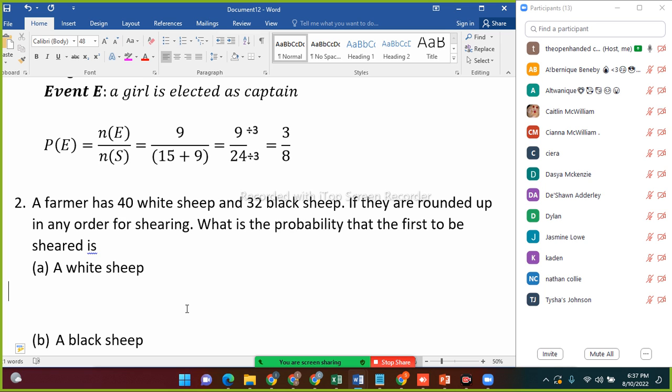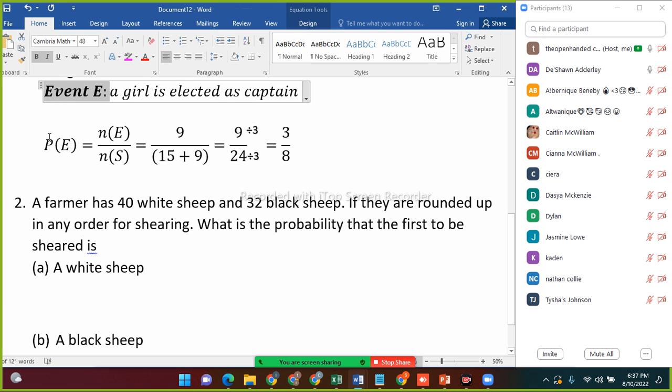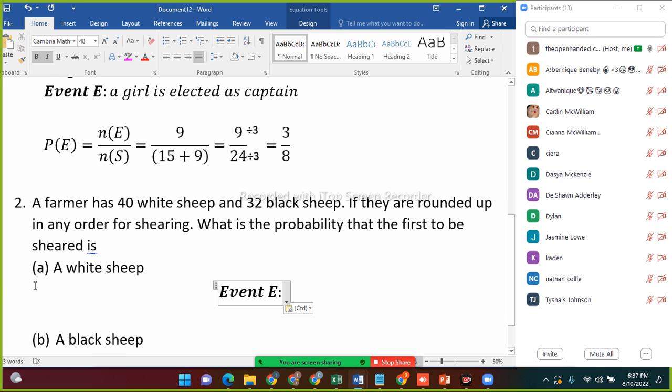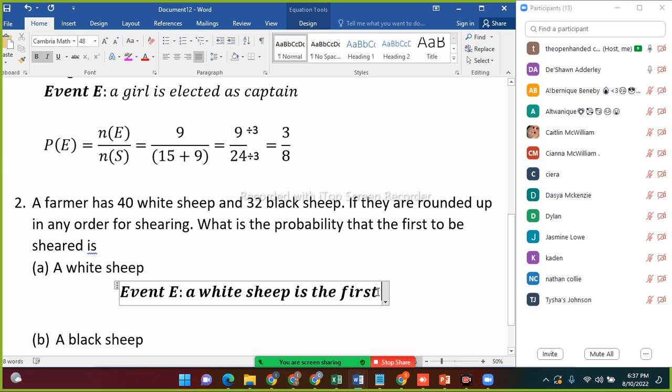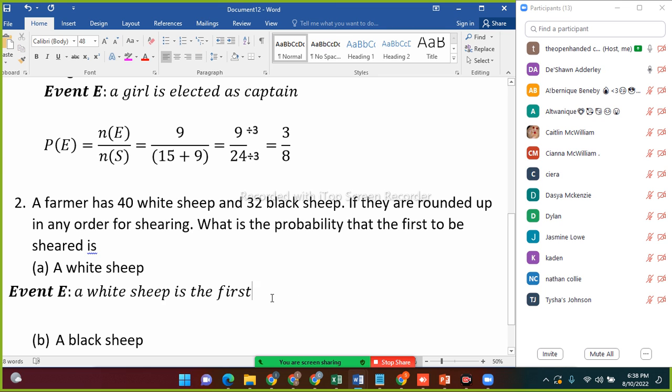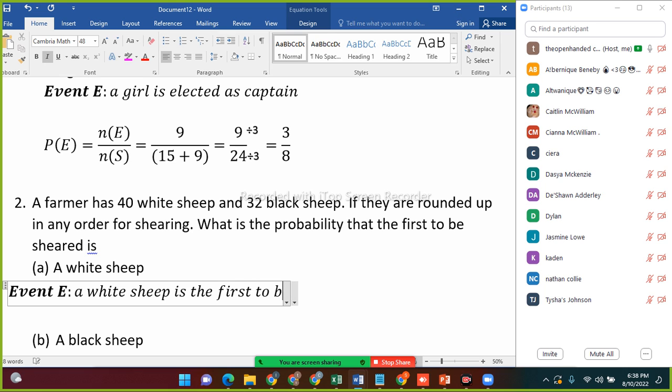All right, so Deshaun, what is my event for the first one? A white sheep. First to be what? Yeah, first to be sheared. So the event is that a white sheep is the first to be sheared.